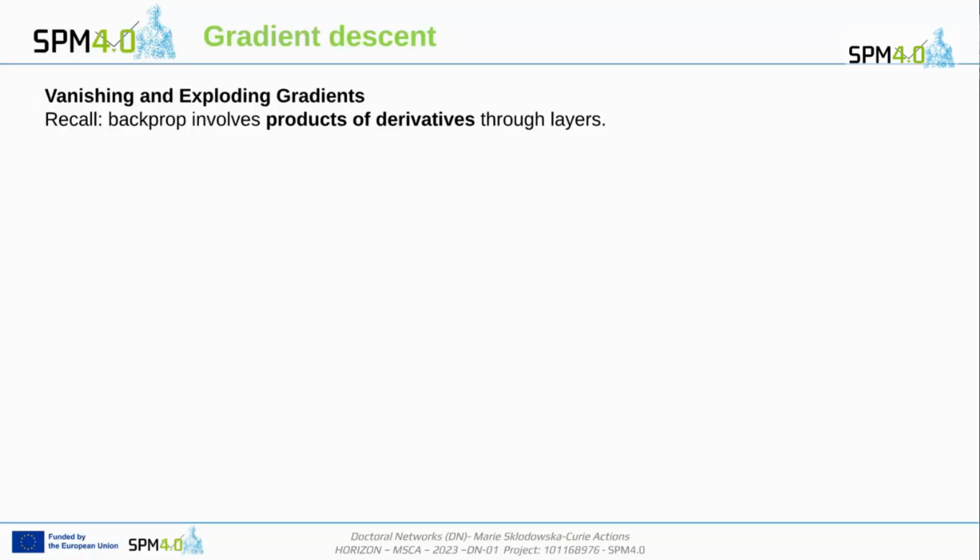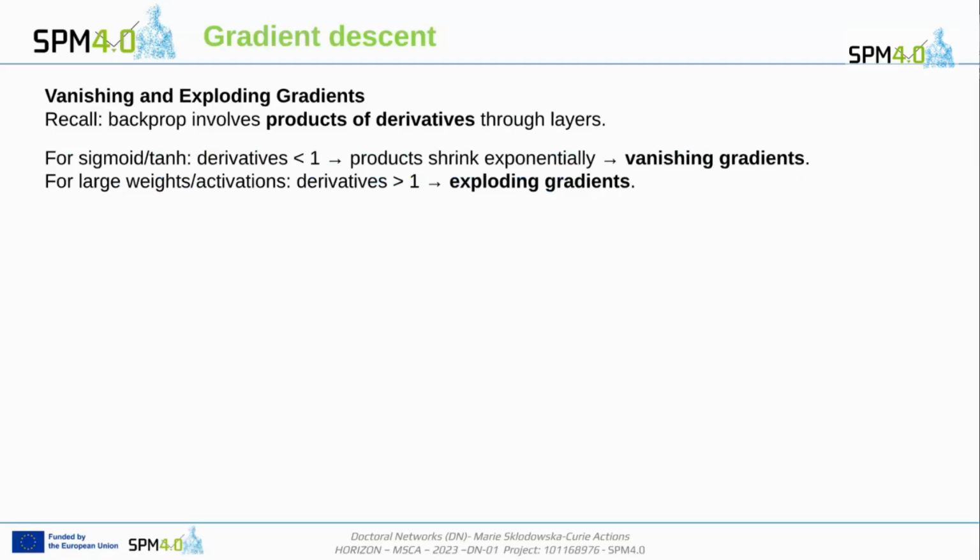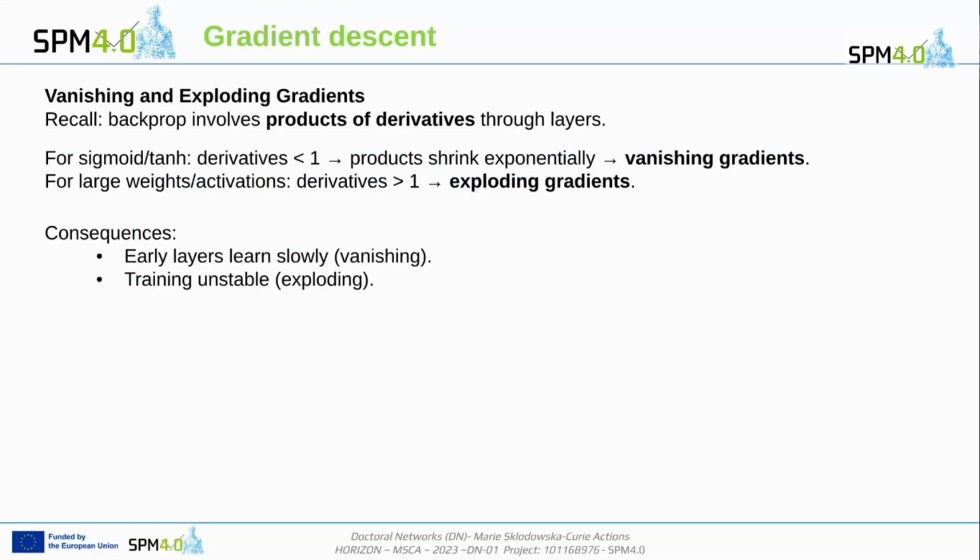Okay. Then a little bit more about vanishing and exploding gradients. Again, with sigmoid and hyperbolic tangent, if the derivative is less than 1, the product of those terms in backpropagation shrinks exponentially, and the gradients vanish and slow down the process. And if the derivative is larger than 1, they explode and become too large.